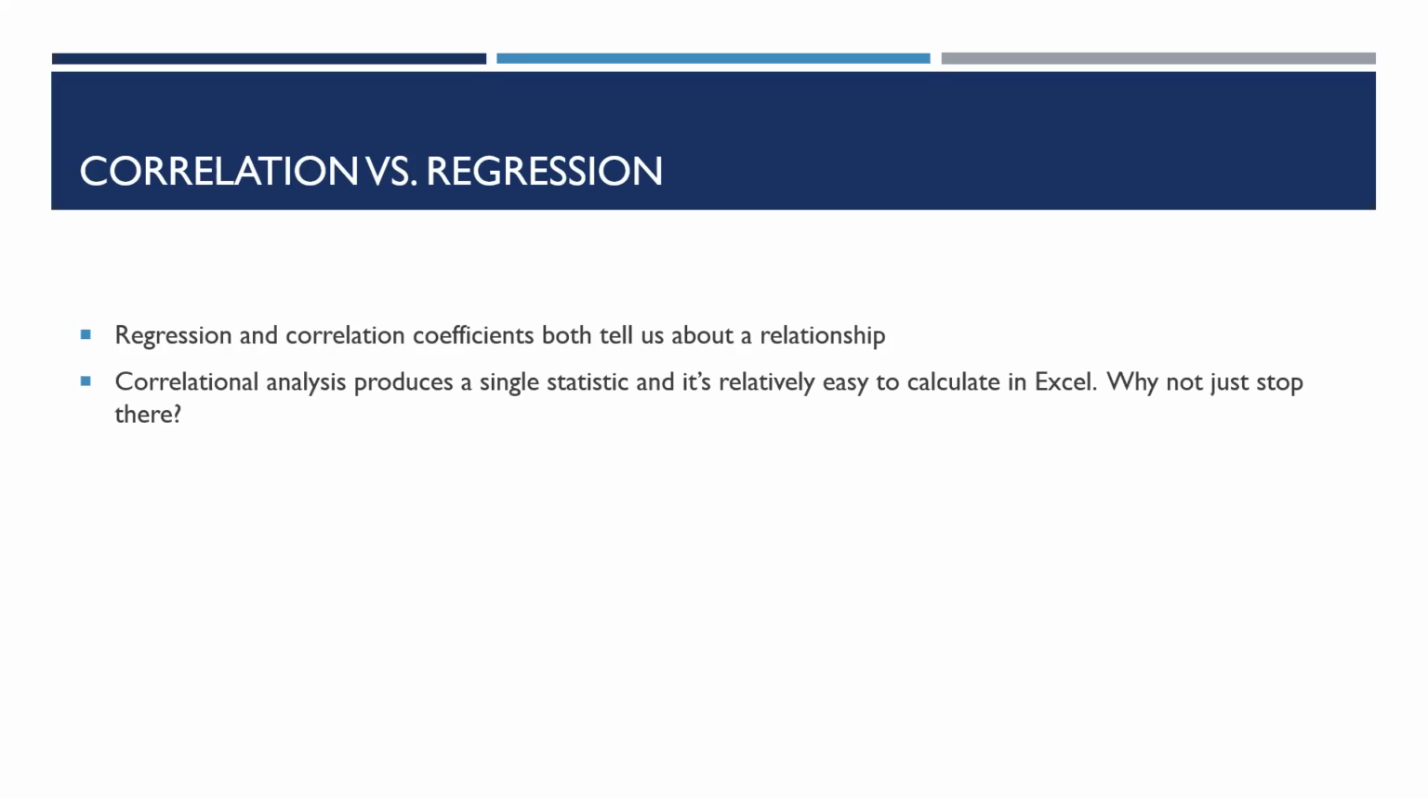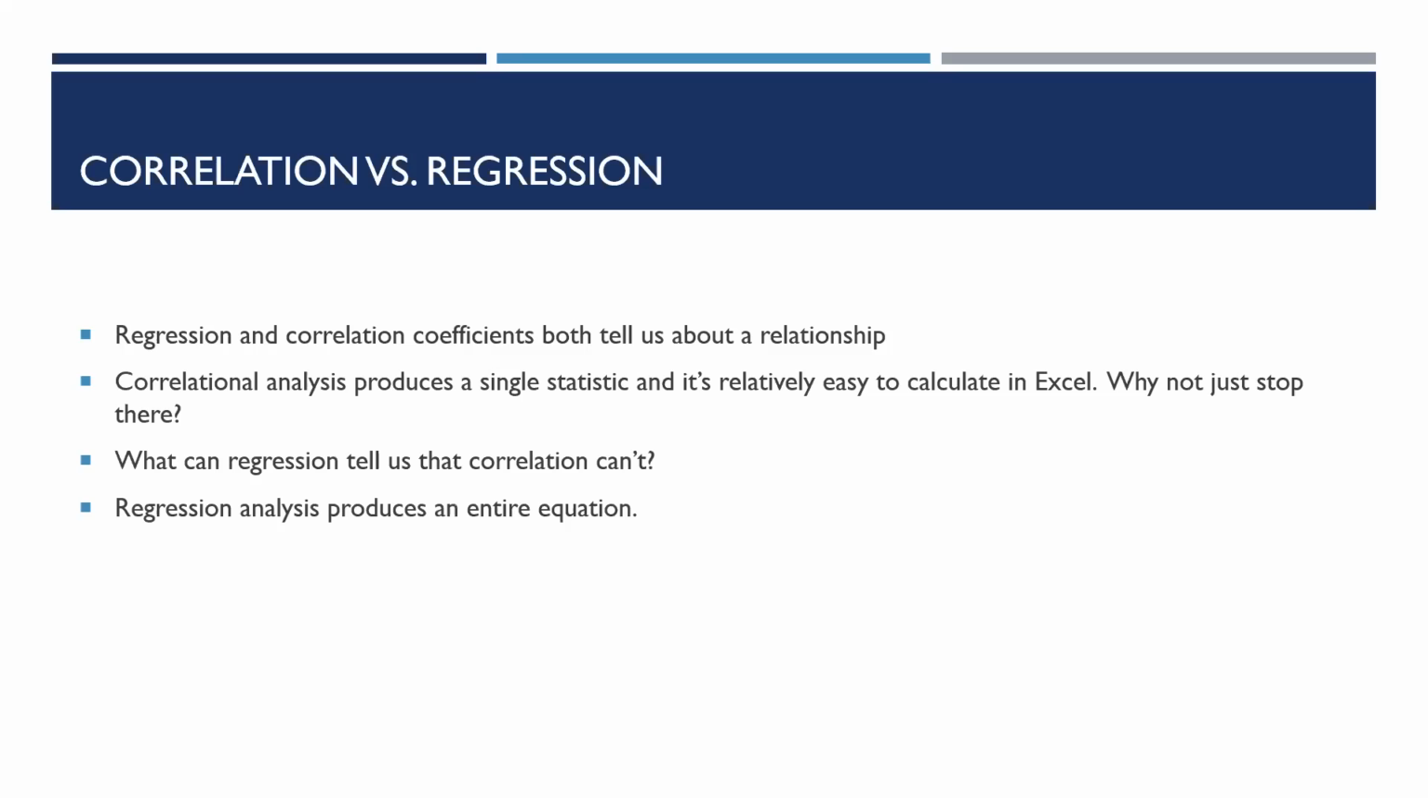So the main difference is that when we're doing correlational analysis, this is what you did in lab assignment 4, what we're doing is producing just one single statistic. It's relatively easy to calculate in Excel. We looked at multiple ways of doing it. So we might ask ourselves, well, why might we not want to just stop there, right? If we know that as X increases, Y also increases, and it's a fairly strong association, what more could we possibly want to know?